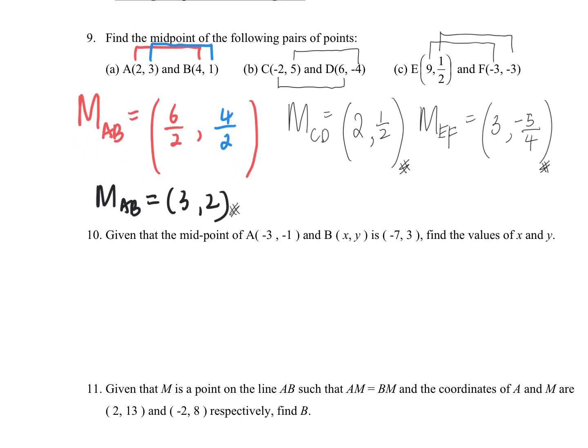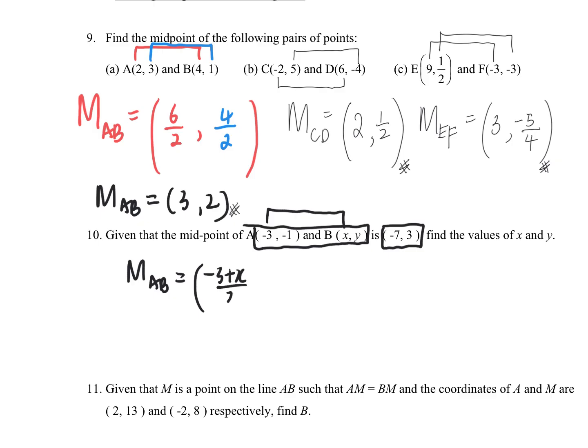Okay, then now they reverse. They say the midpoint of these two gives you this. So you follow their instruction. Midpoint of AB, I go and add the two x's, divide by 2. I add the two y's, divide by 2. And then they tell you that this is equal to minus 7 and 3. So you do term by term comparison.